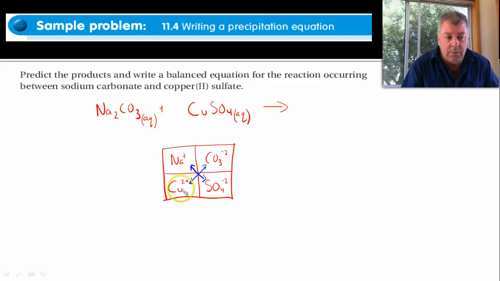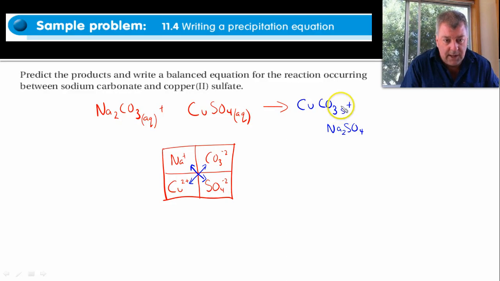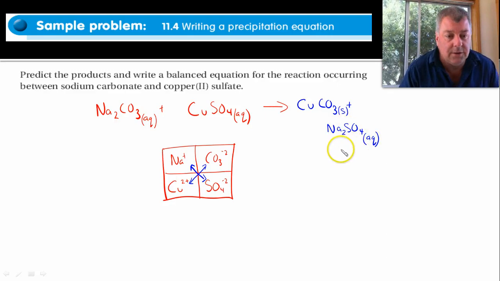Now we've got to write the correct formula for copper carbonate, and that would be CuCO3, because they're both 2, and then we also get Na2SO4. Don't forget the most important thing is we need an s there because that's the precipitant, and we've got to remember to write an aq there to tell us that that's not soluble, and that goes there. And then the next thing is you've got to check your balancing.